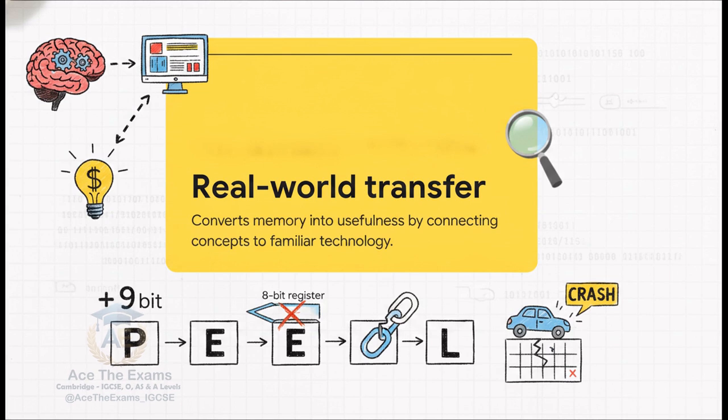Have you heard of this? Point, evidence, explanation, link. It is a game changer. You make your point: a 9th bit is generated. You provide evidence from the scenario: the register is only an 8-bit register. You give an explanation of the mechanism.